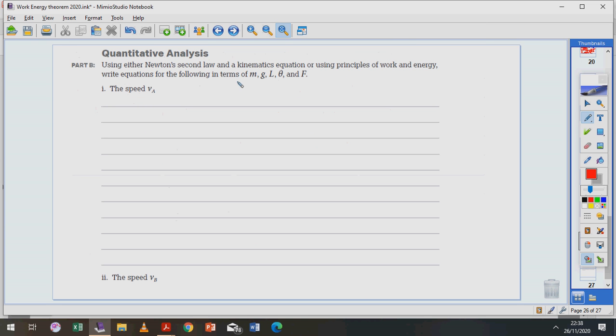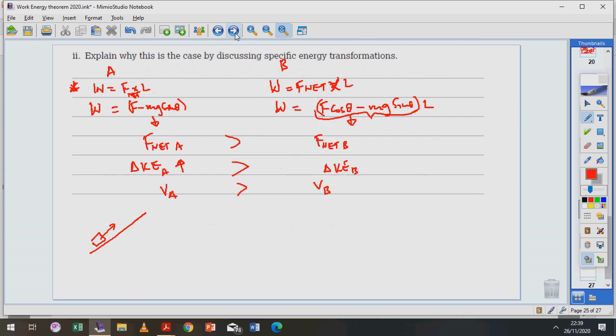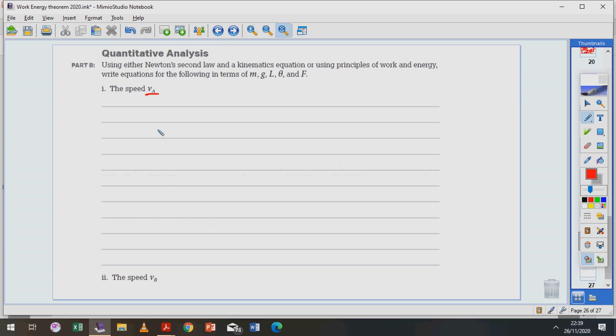Using either Newton's second law and a kinematics equation, or using principles of work and energy, write the equations for the following in terms of mg, L, theta, and F. The speed VA. Now, taking you back here, this was my equation of motion for object A, and I'm just going to use this equation of motion to figure out what the acceleration is, and this equation of motion for B to figure out what the acceleration is, because this is asking me for speed VA and speed VB.